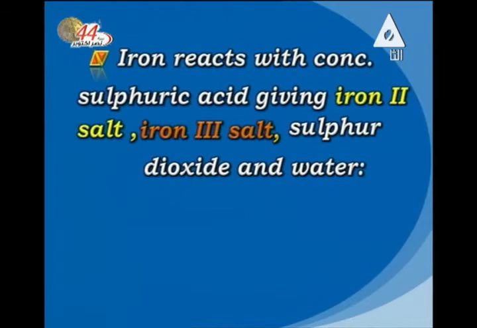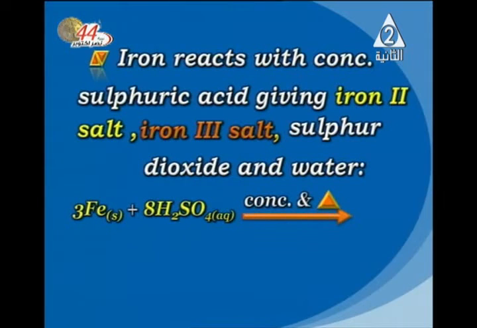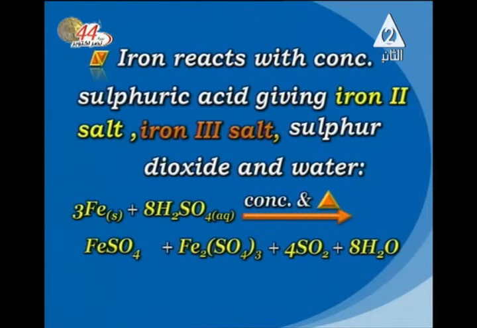Now, my dear students, we are going to continue our discussion on the reaction of iron with acids. But here we are going to discuss the reaction of iron with concentrated acids. Iron reacts with concentrated sulfuric acid, giving iron 2 salt and iron 3 salt and sulfur dioxide gas and water. As the equation proceeds on the screen, iron reacts with concentrated sulfuric acid and heating, giving iron 2 sulfate and iron 3 sulfate and sulfur dioxide gas and water vapor.